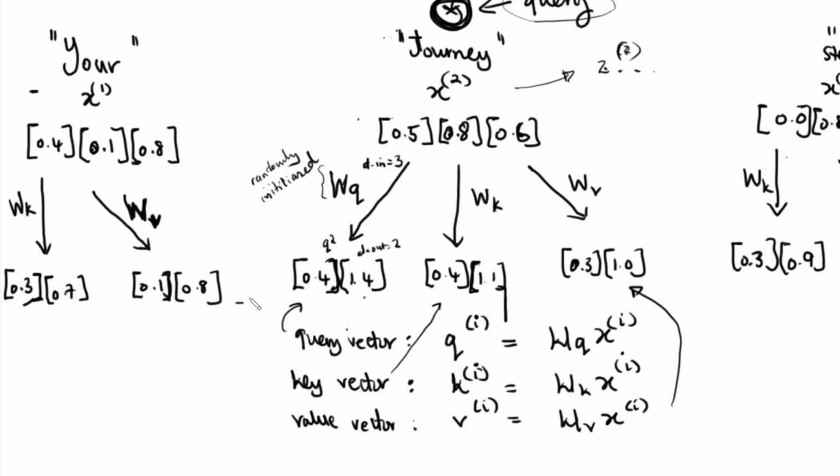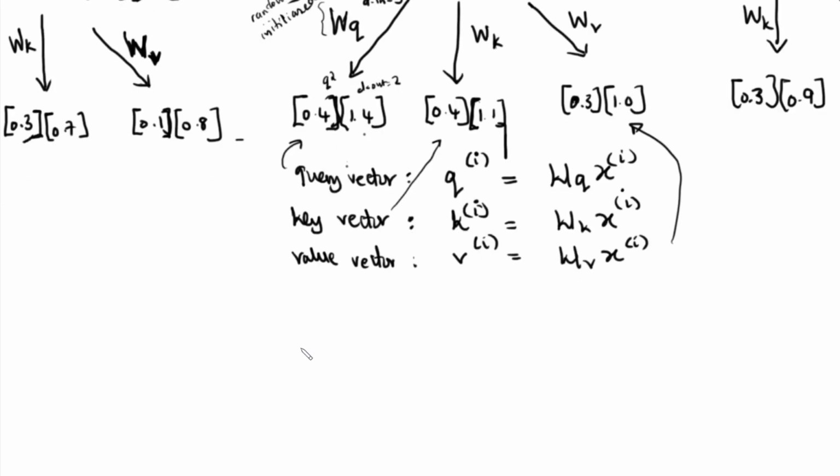Now that we are there, that's the first step, right? The first step is calculating these query, key, value vectors. That's what we're calculating. Now that we are at that stage, what do we do next? We actually just do attention scores. Now we are calculating attention scores.